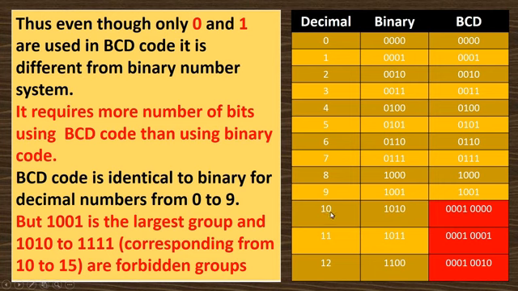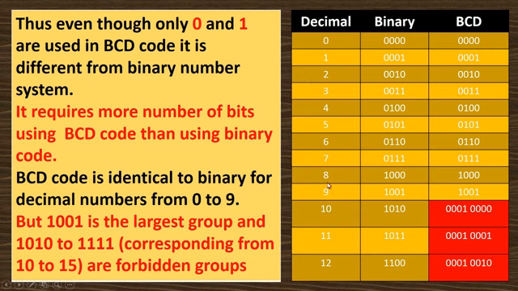But what about two-digit numbers in binary and in BCD? If you observe, 1001 is the largest group in BCD, okay, largest group, and 1010 to 1111, corresponding to 10 decimal to 15 decimal, are forbidden groups. Let us see these three examples.